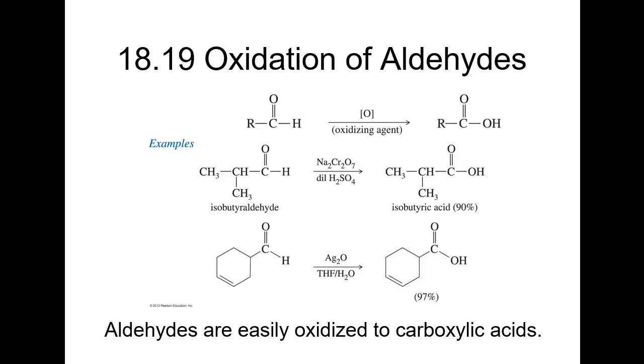Oxidation of aldehydes, this is review. Sodium dichromate with a little bit of acid can oxidize aldehydes. This reaction, the one with silver, Ag2O, is called a Tollens reagent. Tollens oxidizes aldehydes to a carboxylic acid.